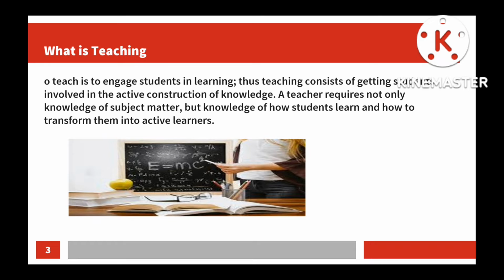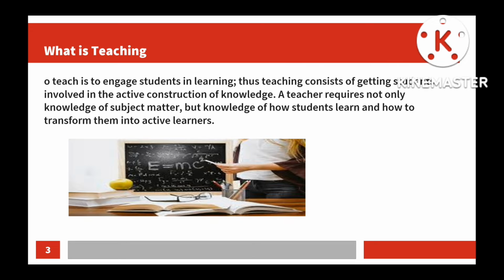Teaching is to engage students in learning. Thus, teaching consists of getting students' involvement in the active construction of knowledge. So, while we are teaching something to the students, at that time the students should be active. We should do some pre-teaching activities with the children. Then we have to start our teaching. Then they can actively participate in the teaching learning process.